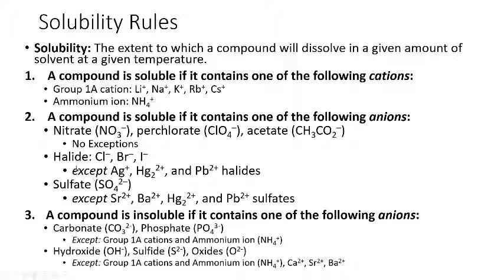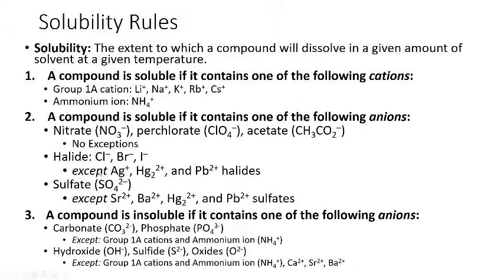Okay, salts that include halides, so halogens are group 7A or group 17. We're going to see that those will always be soluble, except we have a few exceptions, if they mix together with silver, mercury, or lead. So again, take a look at your periodic table and think about your halogens here, all the way in the far right, are always soluble unless they contain silver, mercury, or lead.